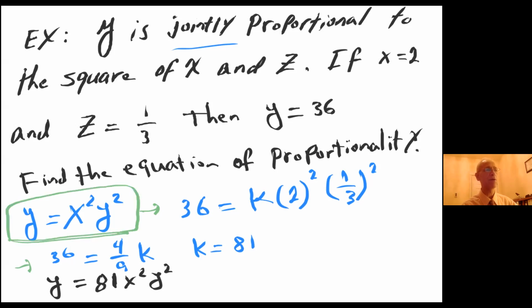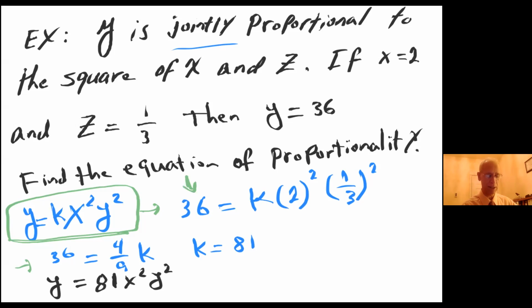And now I'm going to go ahead and substitute 36 for y, because the problem is telling us if x is 2, z is 1/3, then y is 36. And so here I totally missed my k. Sorry about that. Y equals k times x squared times z squared. I need more coffee. Okay, y equals k times x squared times z squared.